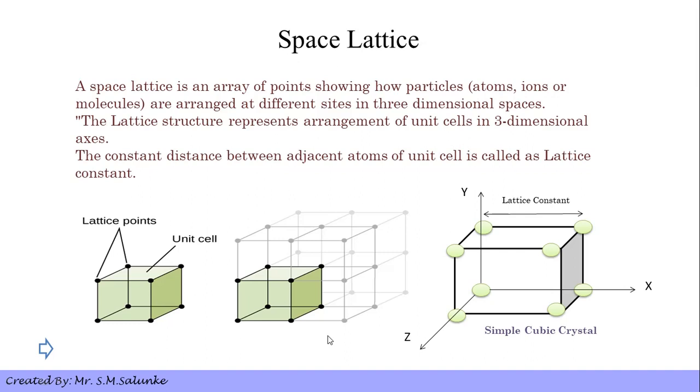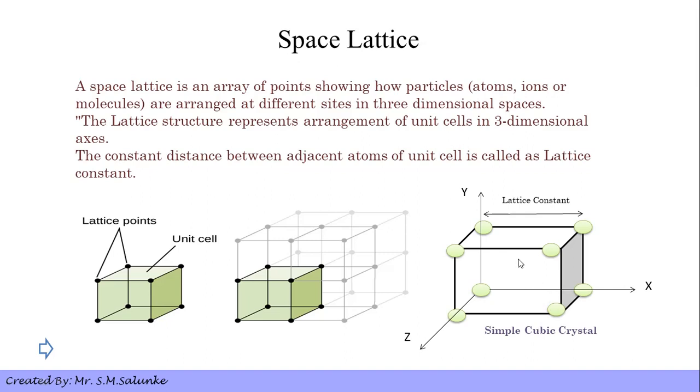Now after understanding these concepts of crystal structure, space lattice and unit cell, let's go through different types of crystal structure. First we will understand the simple cubic crystal structure. As discussed, a cube has 8 corners, and each corner has an atom at its place. Then that type of cubic crystal is called a simple cubic crystal.